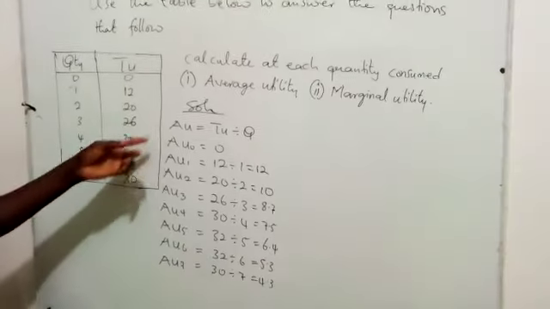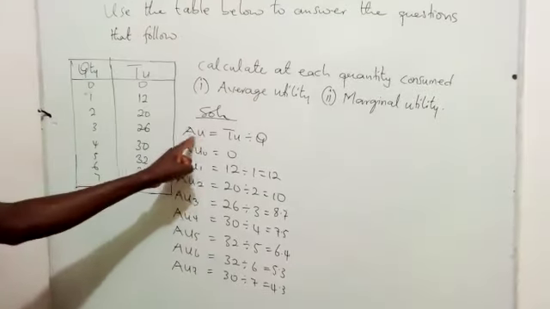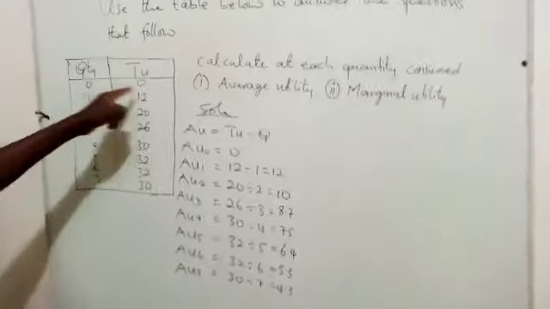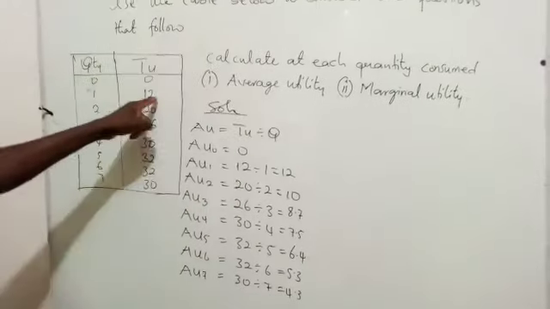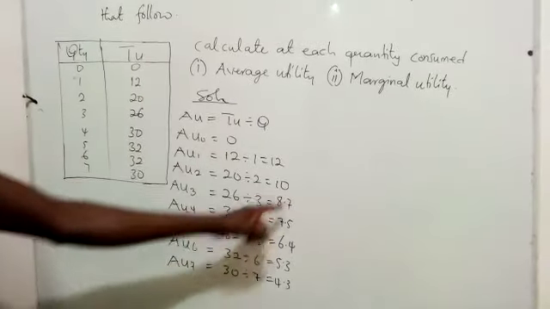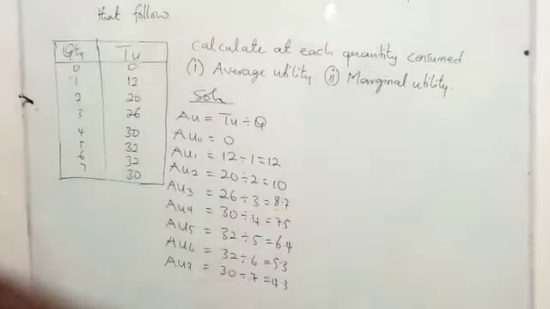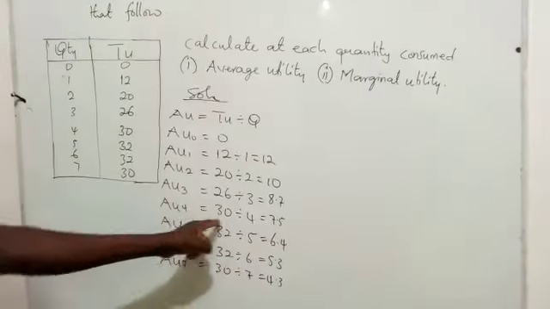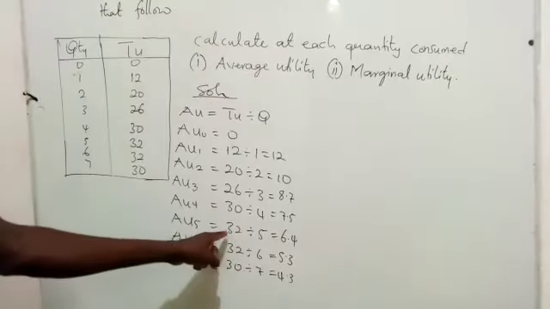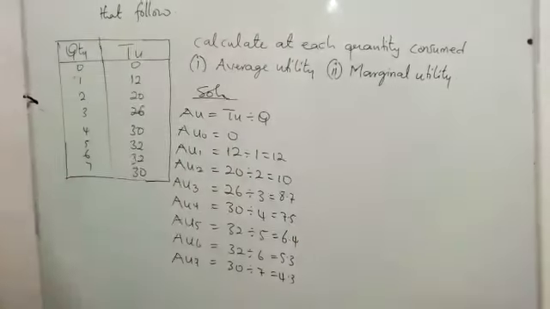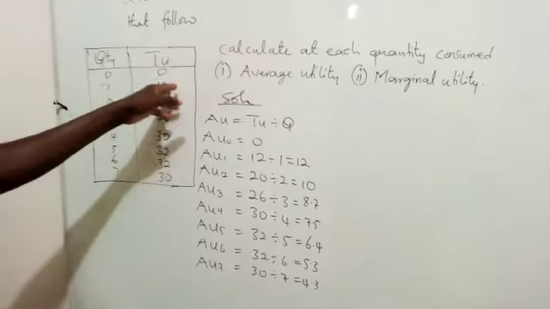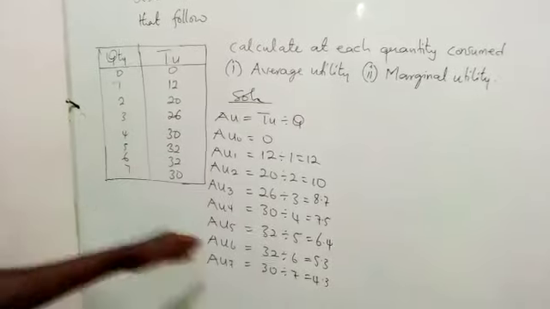Okay, so we have the solution there. The formula says AU equals TU divided by quantity. So 0 divided by 0 is 0. 12 divided by 1 is 12. 20 divided by 2 is 10. 26 divided by 3 is 8.7. AU4 equals 30 divided by 4, that gives us 7.5. And the fifth one gives us 32 divided by 5, which is 6.4. So we are just dividing TU by each quantity at each level to get the AU.